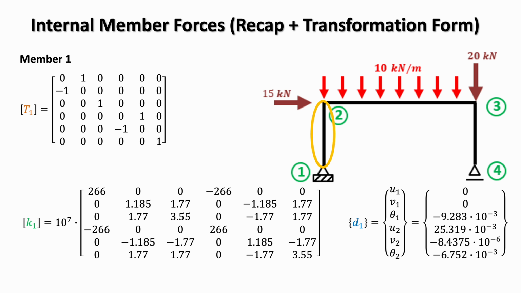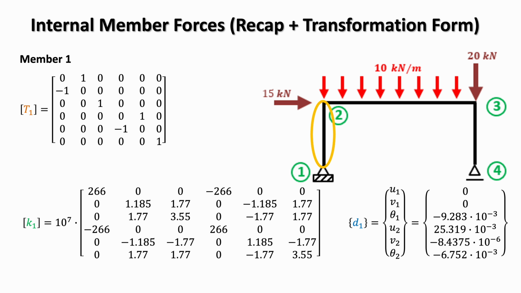Let's apply this transformation to member 1, which connects node 1 and node 2. The transformation matrix T1 defines the orientation of this member. In this case, it's vertical, so the transformation involves simple sign changes between the local and global coordinate systems. Next, we substitute the local stiffness matrix K1, which contains the member stiffness coefficients, and the global displacement vector D1, representing the nodal displacements and rotations at nodes 1 and 2.